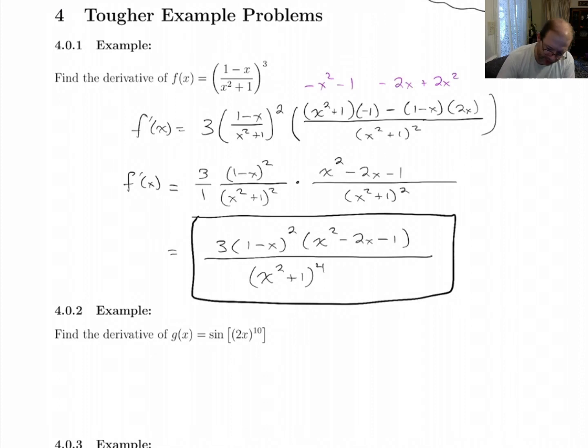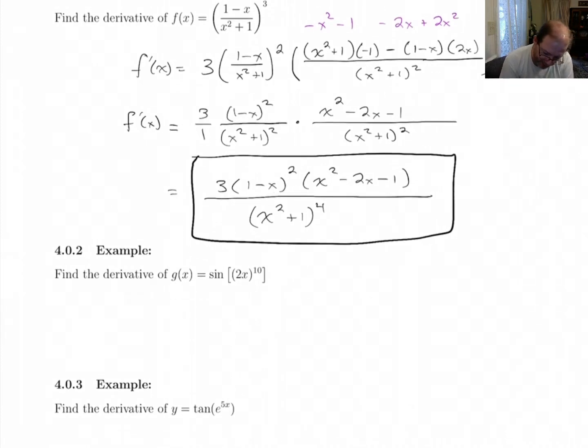Let's do this next problem. This next problem says find the derivative of g of x equals sine of (2x) to the 10th. Now, what's going on here is we've got three functions nested together. We've got the sine on the outside, we've got raising to the 10th in the middle, and then 2x is the innermost function. So again, we're going to work our way from the outside in.